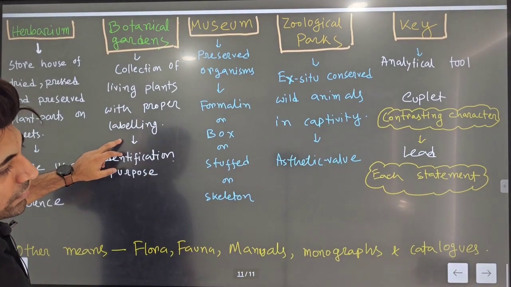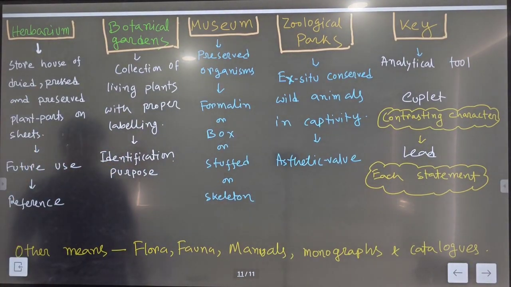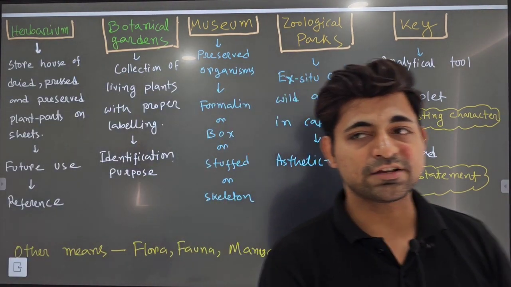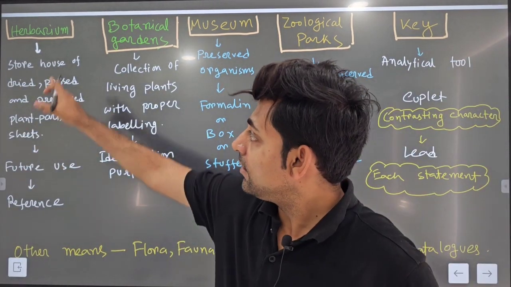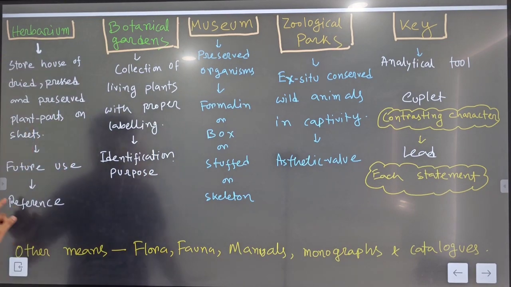So this is the shortcut form of the taxonomical aids. Taxonomical aids, first: herbarium.